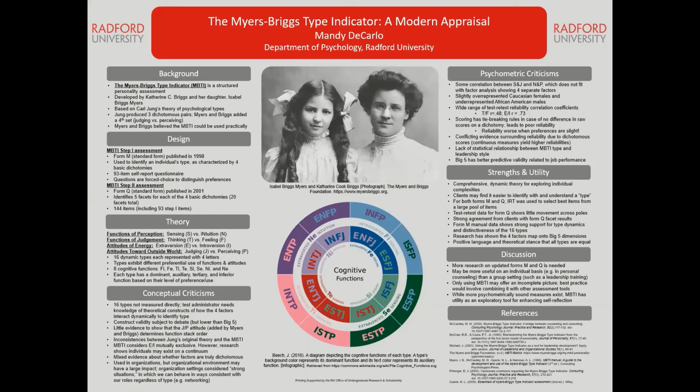So overall, more research is needed on these updated forms M and Q in large sample sizes to further evaluate this mixed evidence of reliability and validity. And it may be more useful to use it on an individual basis, such as in personal counseling, rather than in a group setting, such as a leadership training. And only using one assessment, so only using the Myers-Briggs, might offer an incomplete picture. It would be best practice to combine it with other assessment tools.